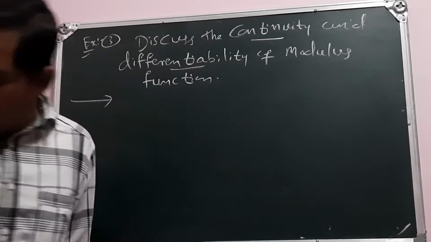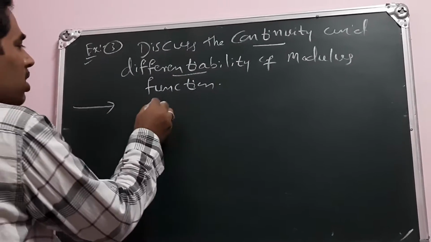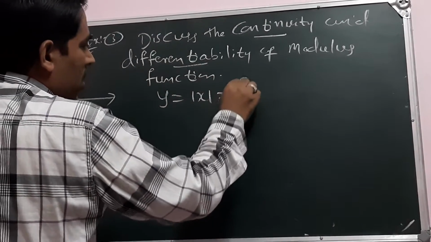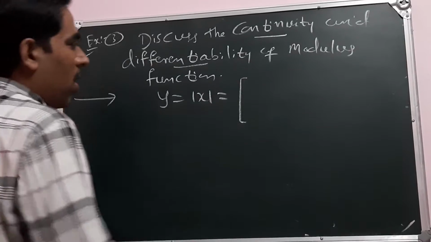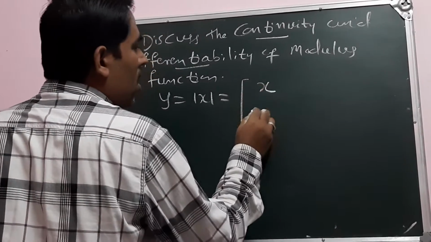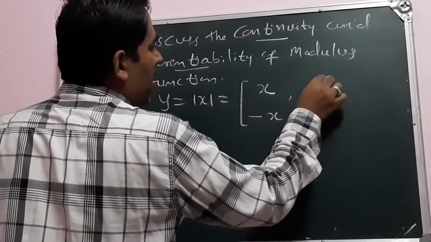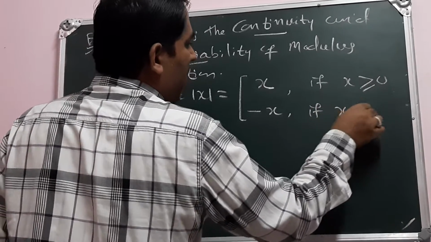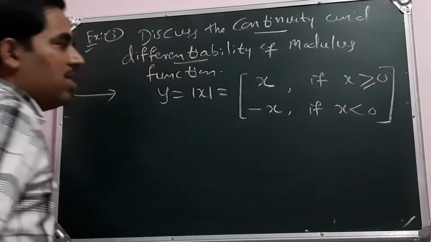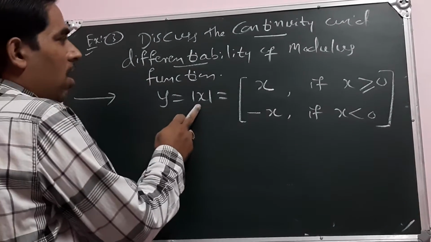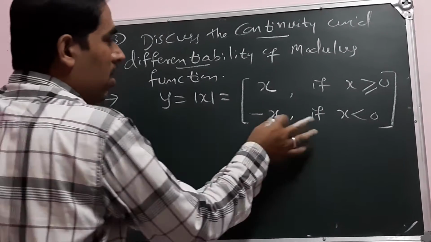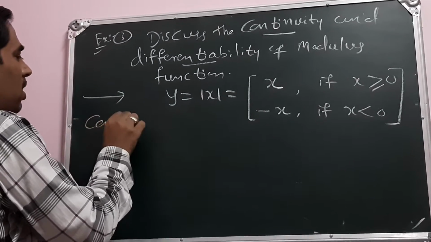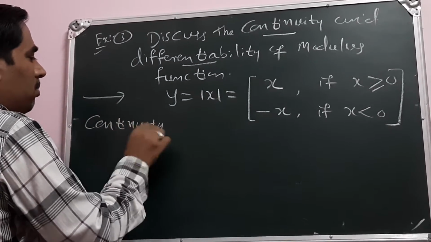So modulus function means, see here, we have to write the modulus function. We know y is equal to mod x. So how is the modulus function defined? y is equal to mod x is equal to plus x if x is greater than or equal to 0, minus x if x is less than 0. So mod function or absolute value function we say is defined like this. Let us check this for continuity. First, let us consider the continuity.